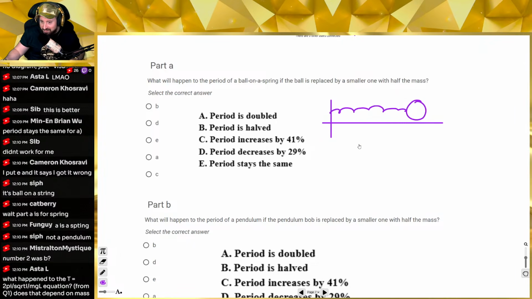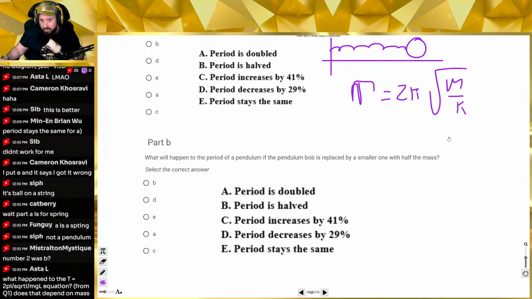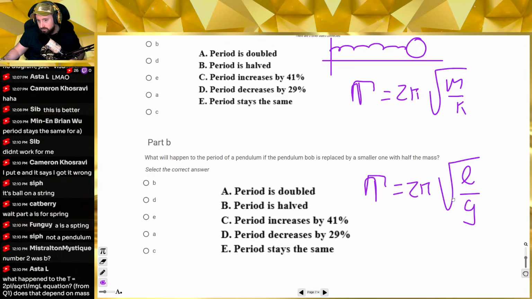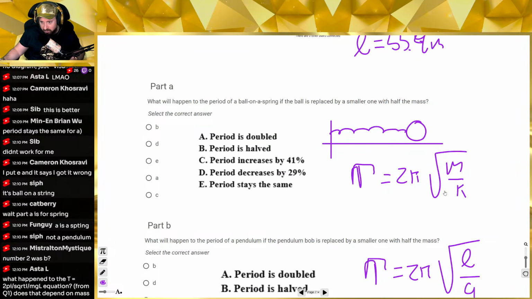All right. For this, yes. Period is equal to 2 pi square root of m over k. Okay, cool. This makes sense. And then this one is a pendulum. This is period is equal to 2 pi square root of L over g. My bad. Yes. Okay, so this is correct.